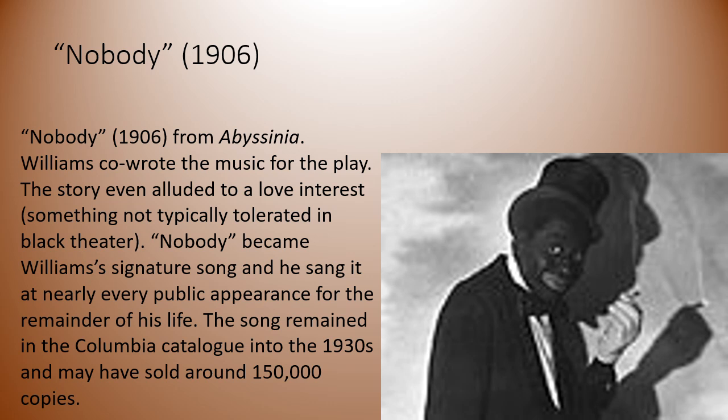He wrote a song for that character, and many of his songs are meant to be for that character, the Jonah Man character. The famous song, though, the most important, is from 1906, and that's Nobody. And it's from the musical he did with George Walker called Abyssinia. Williams and Walker co-wrote the music for the play overall, and then Williams mostly wrote the music for this particular song. He didn't write the lyrics. The lyrics are by another gentleman. The story alluded to a love interest, which is not the story of the play overall, which was not typically tolerated in black theater of the time.